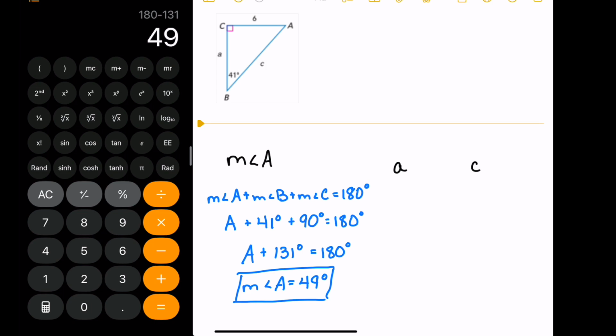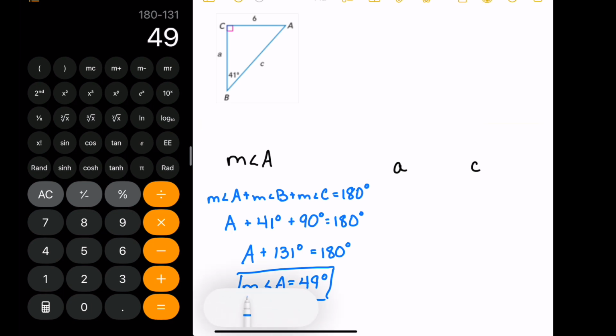So finding the missing sides requires us to use a little bit of trigonometry. If we were only missing one side, we could use the Pythagorean theorem. But since we're missing two sides, we will have to use a little bit of trig. So let's just use the angle that we were given. We were given angle B.